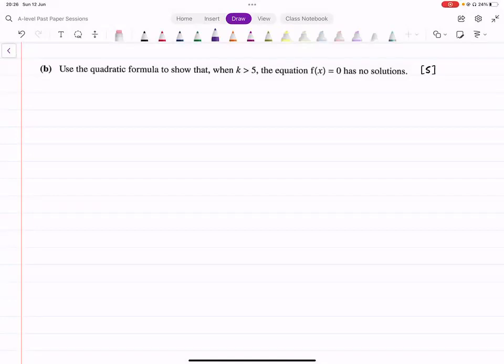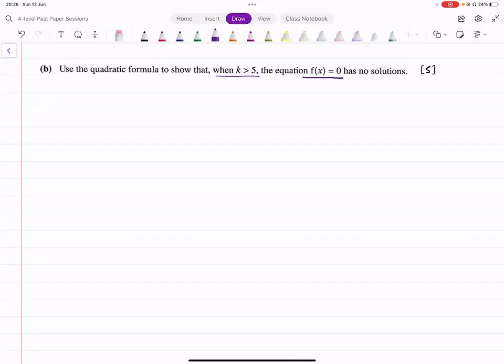Okay, let's move to part B. Now, this was a part that was actually found difficult by most candidates appearing for this paper, and there was a lot of confusion about this. Let's think about it. It says, use the quadratic formula to show that when k is greater than 5, the equation f of x equals 0 has no solutions.